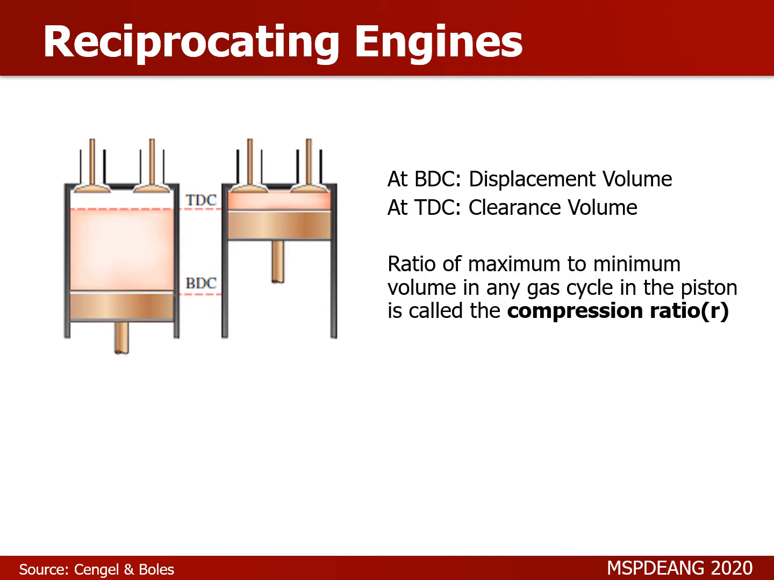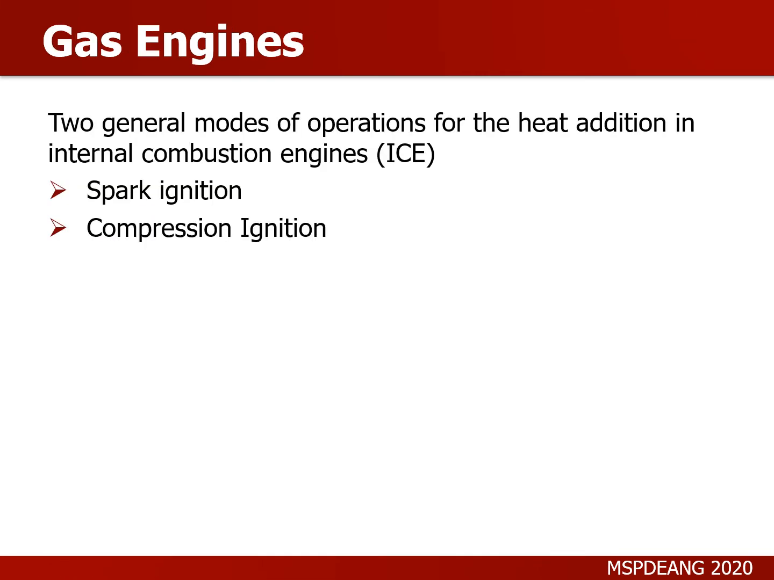So from here, we can define what we call the compression ratio, r, for any reciprocating engine to be the ratio of the maximum to minimum volume in any gas cycle for any particular piston. And there are two general modes of operation for heat addition in most internal combustion engines that we know of. One is known as your spark ignition engines, and the other are known as your compression ignition engines.